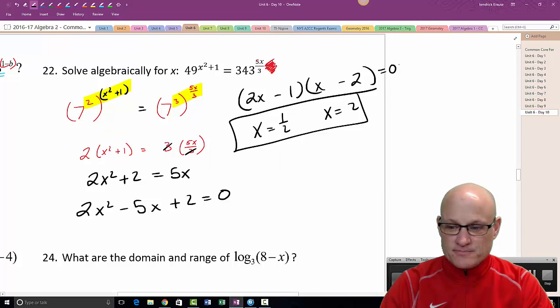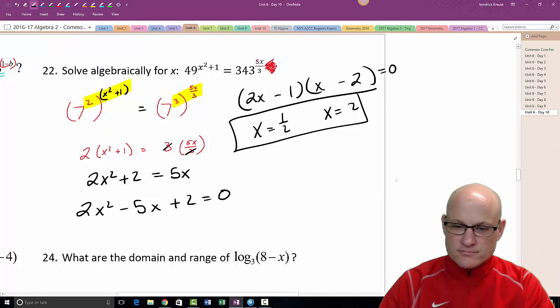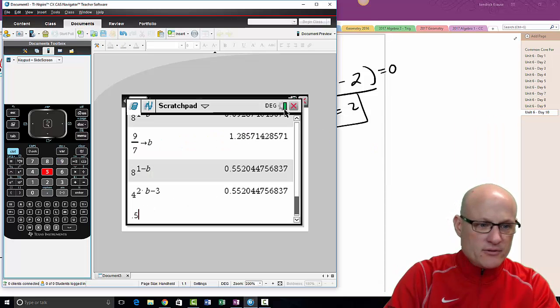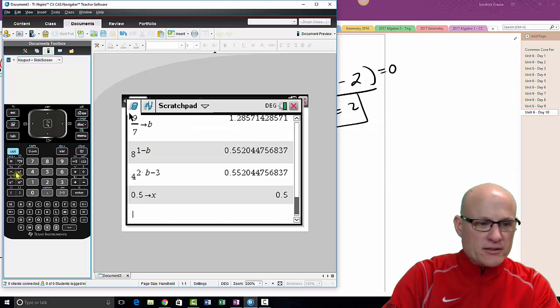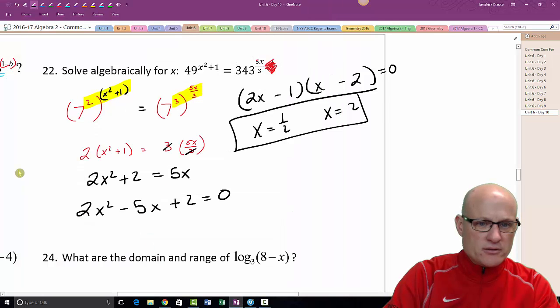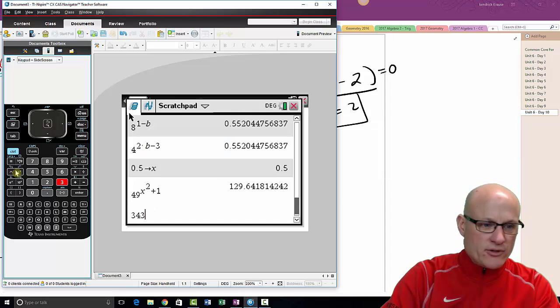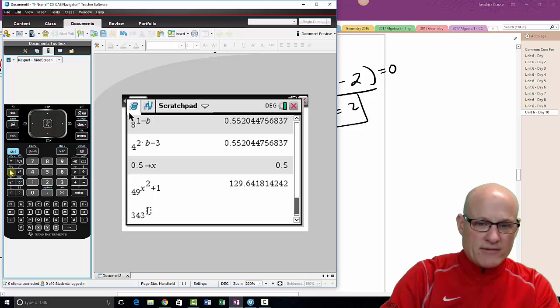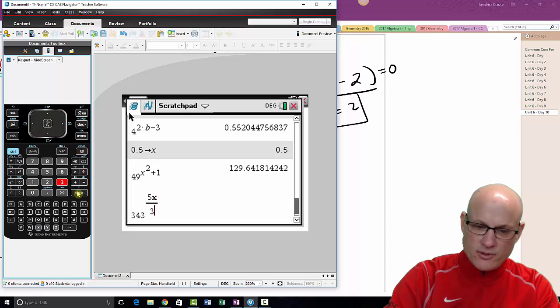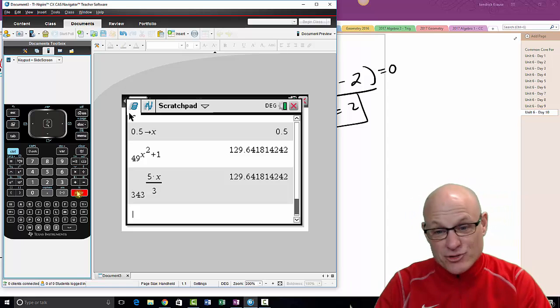So let me store a half into x. So 0.5, store it into x, and I want to type in 49 raised to the x squared plus 1. Some dumb number. And now 343 raised to the 5x over 3. Control division, 5x divided by 3. Oops. Over 3. Oh, same dumb number. Got it.